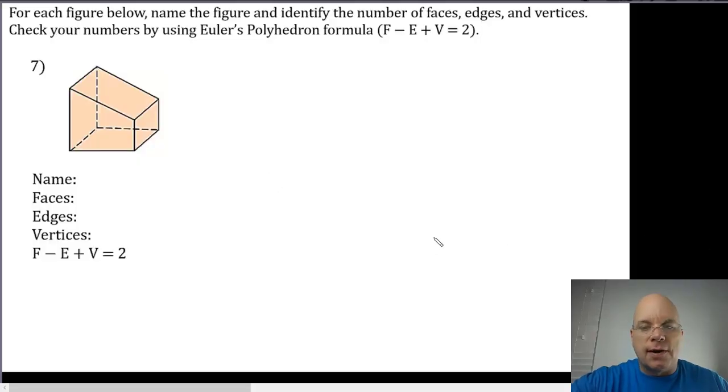Today in class we extended our understanding of classifying or naming two-dimensional polygons to three-dimensional solids, which can be many things, but largely we'll focus on polyhedra, plural, which are three-dimensional solids that are made up of polygons. In other words, each face of the polyhedron is a polygon in itself.